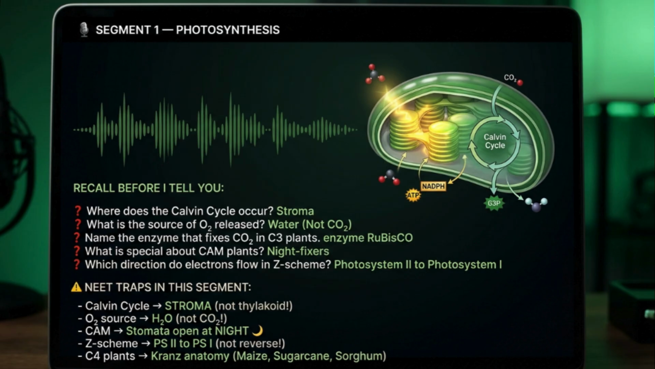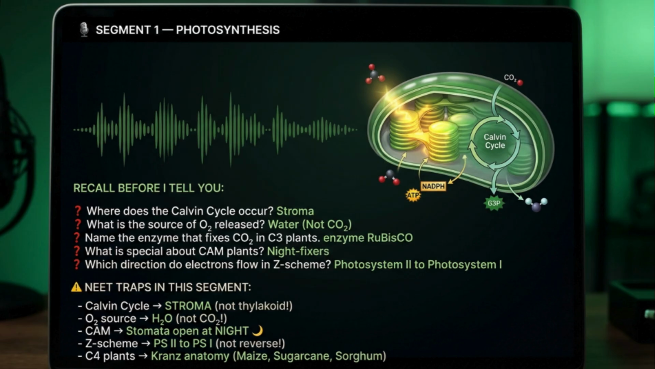CAM plants, crassulacean acid metabolism, like cacti and pineapple, have the ultimate water-saving trick. They open their stomata at night to take in CO2 and store it as malic acid. During the day, stomata close to prevent water loss, and they use the stored CO2 for the Calvin cycle. Remember, CAM plants are night fixers.